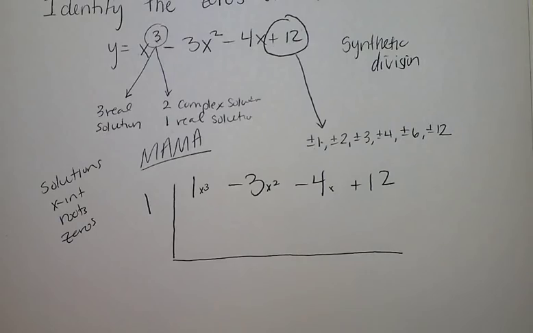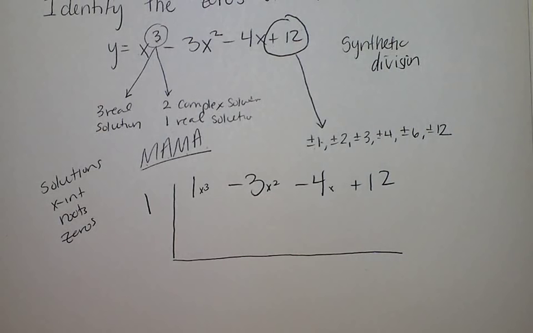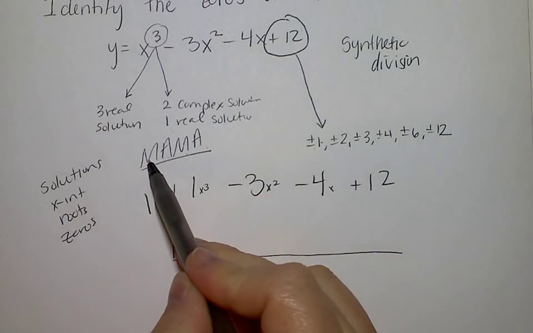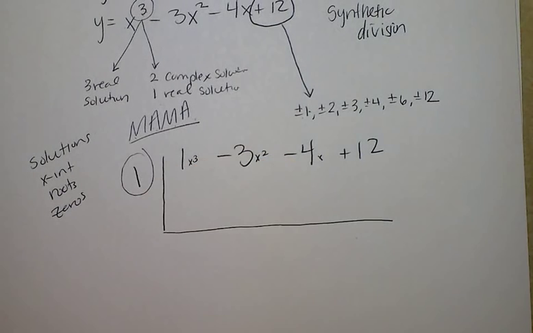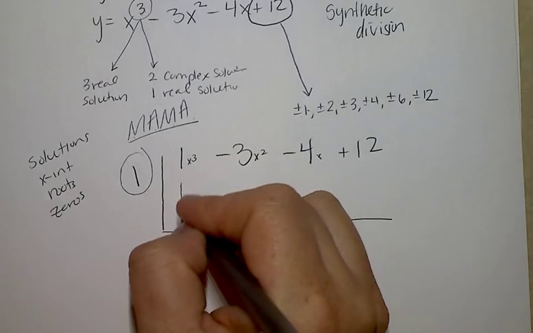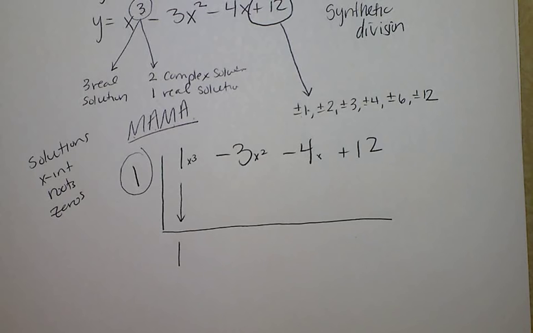MAMA stands for multiply, add, okay? And you can do that as many times as you want in a row. As soon as you multiply, you must follow it up with adding. Every time we multiply, we'll multiply by the number out front. In this case, it's a 1. So your first step is to bring down the first number. You're just watching. Now we start with multiplying.